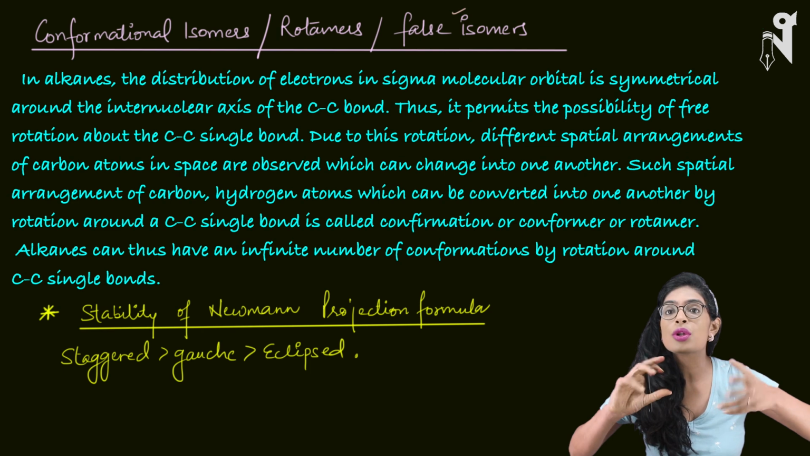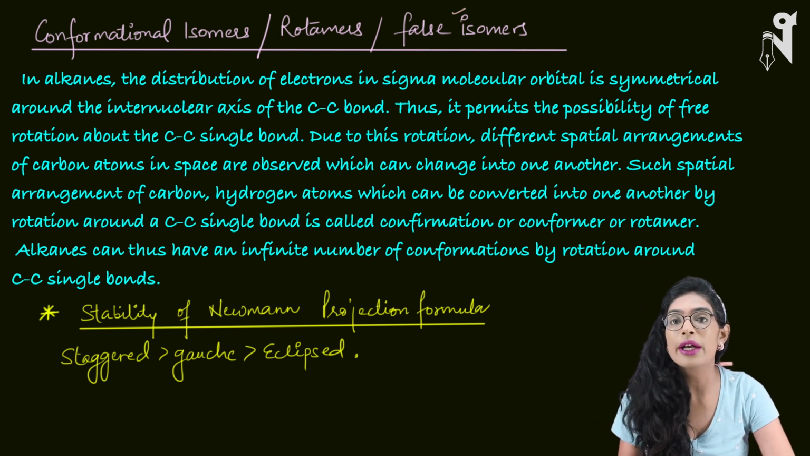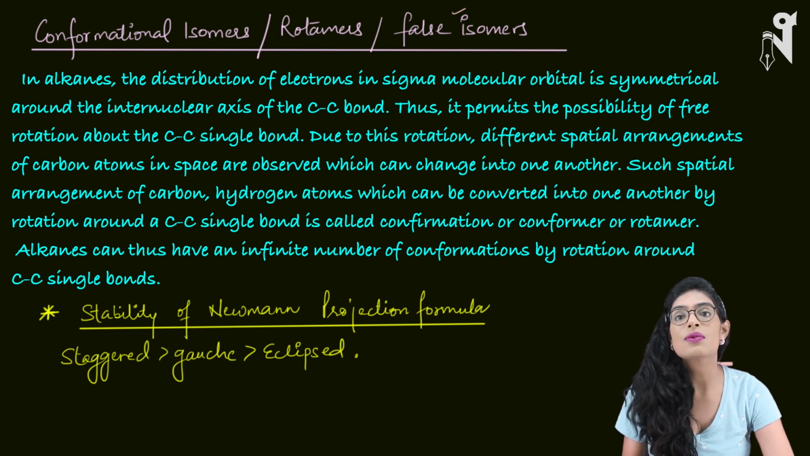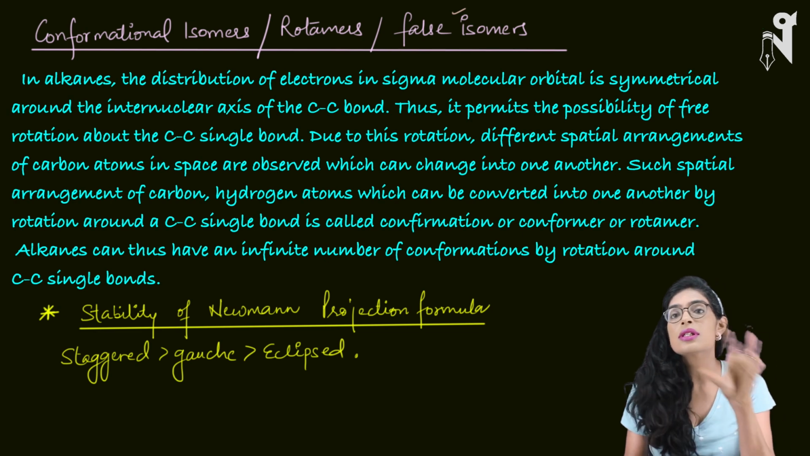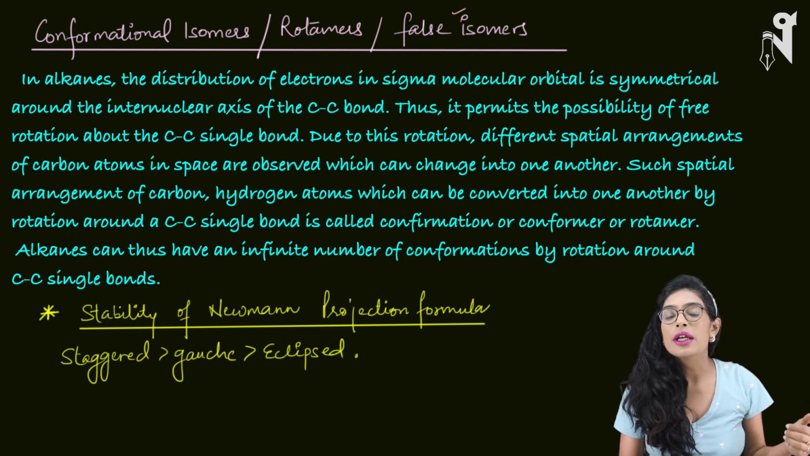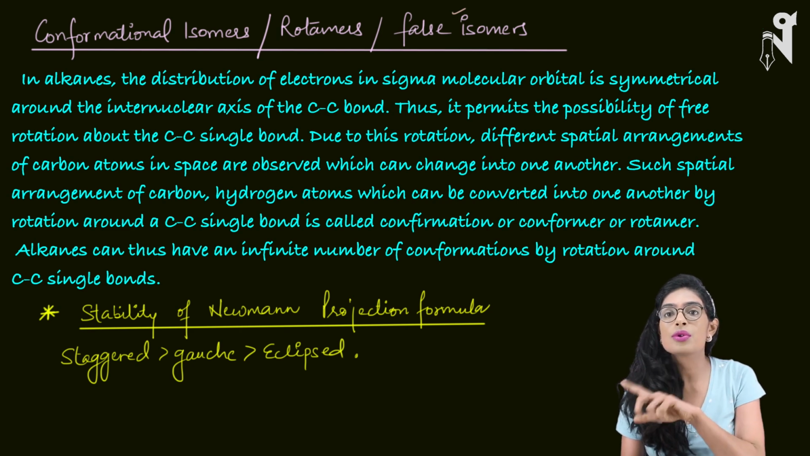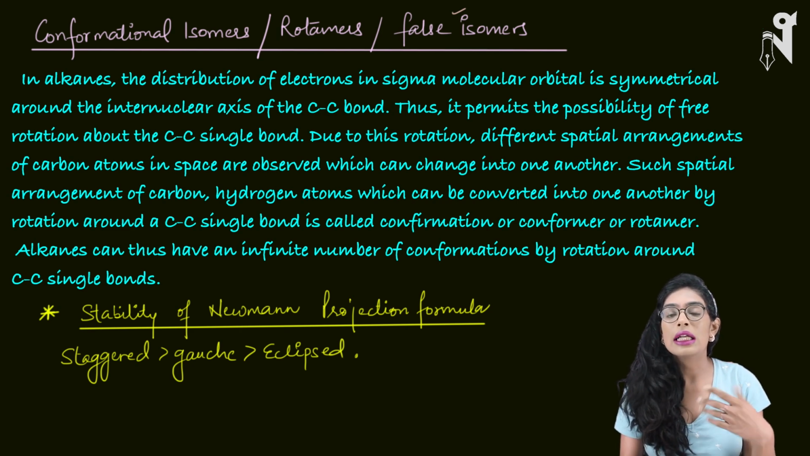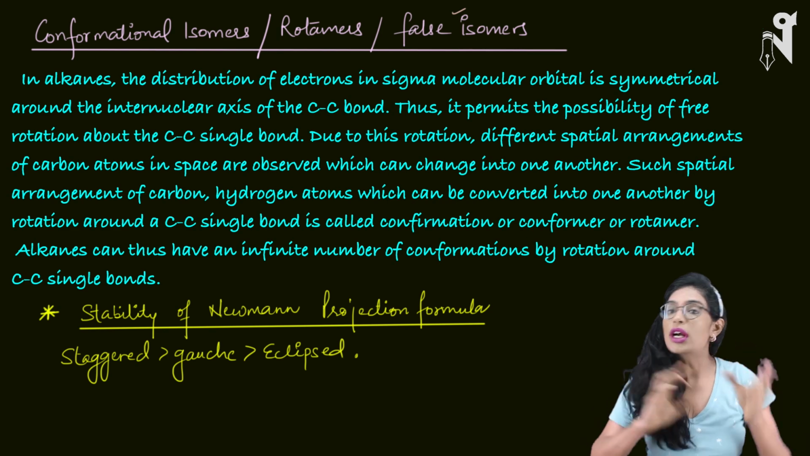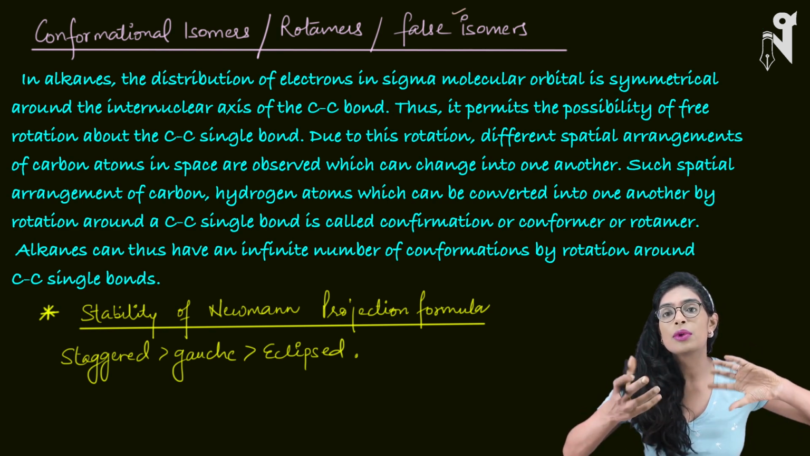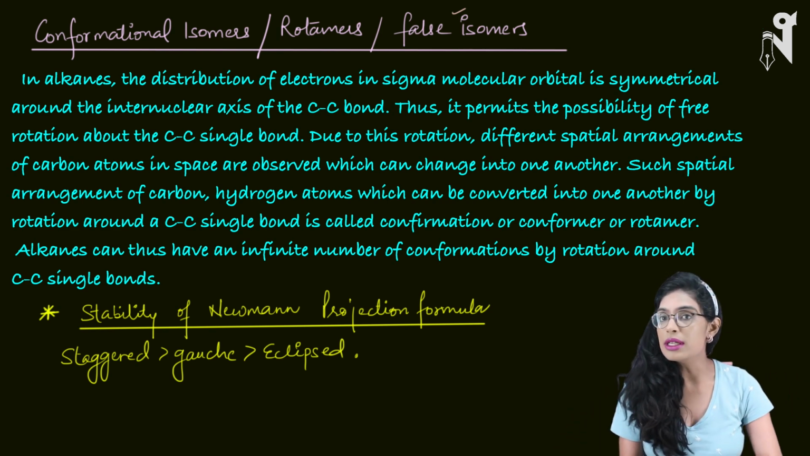Rotomers means because due to the rotation, these are forming different kinds of structures, and that is why these are also called as rotomers. So rotomers is a term which has been taken from the rotation of the carbon-carbon sigma bond, and the structure is changing due to that rotation. That is why these are called as rotomers.